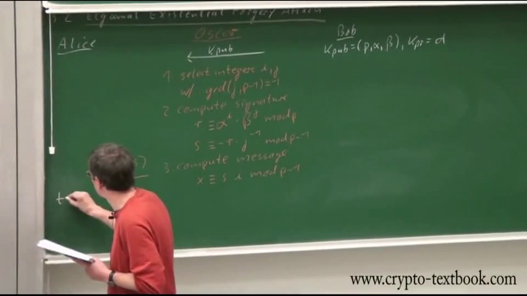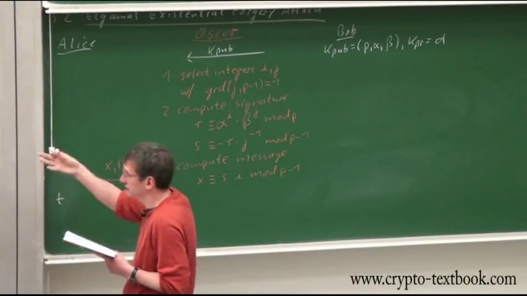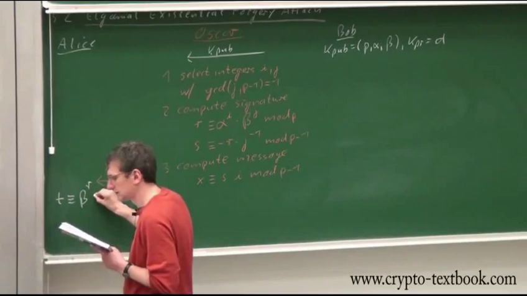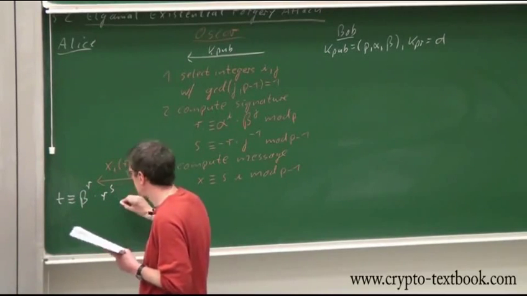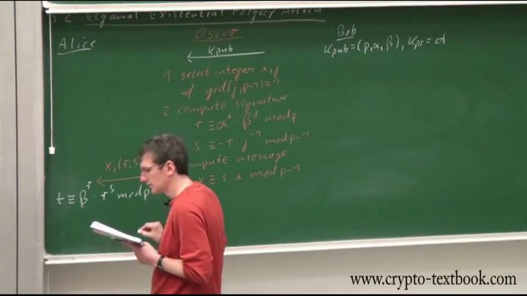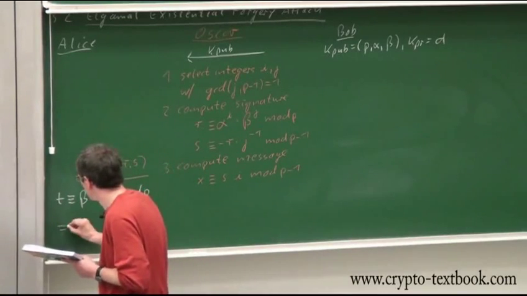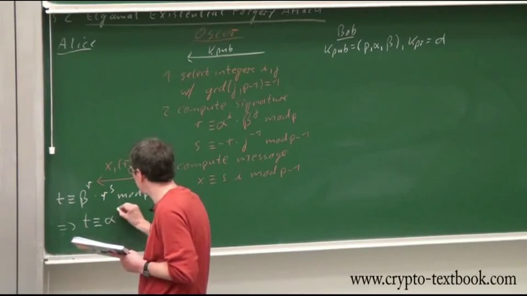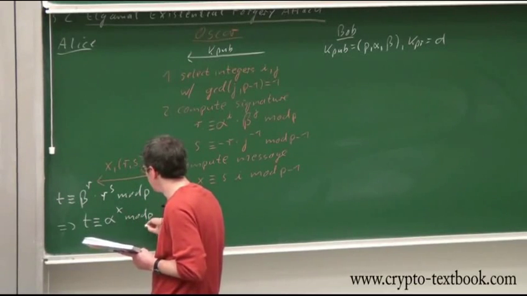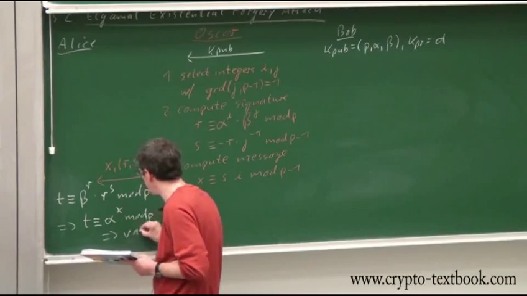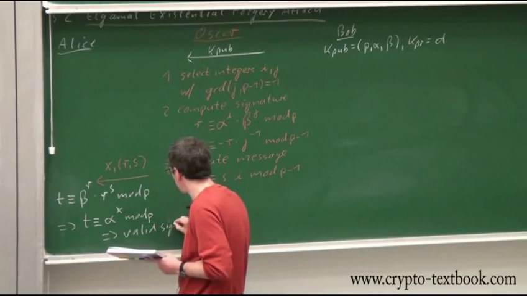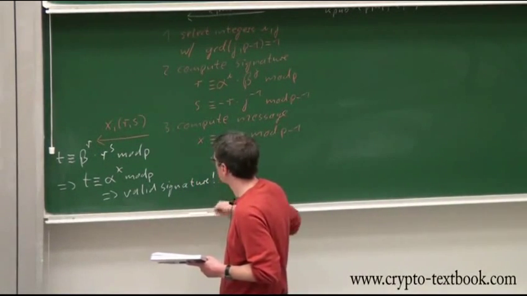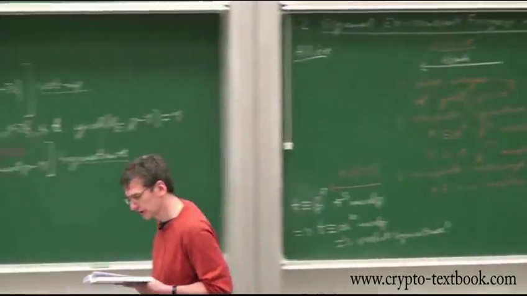So what Alice does, Alice gets a parameter, she wants to verify, she's following the rules. So she computes beta to the r times r to the s mod p, and she will see that this is in fact identical to alpha to the x mod p, and therefore she concludes this is a valid signature, which is bad if you're a good guy.